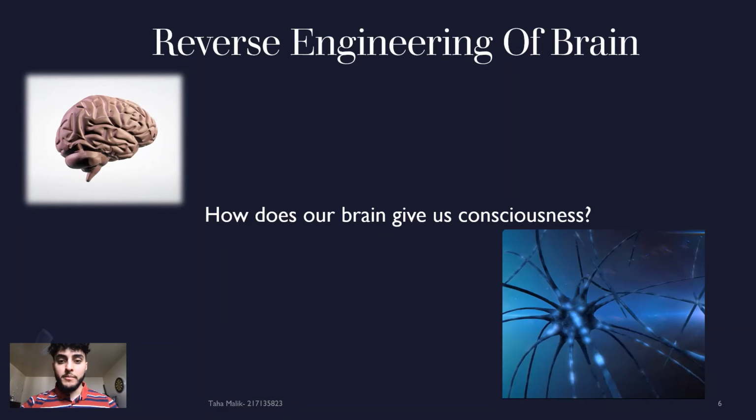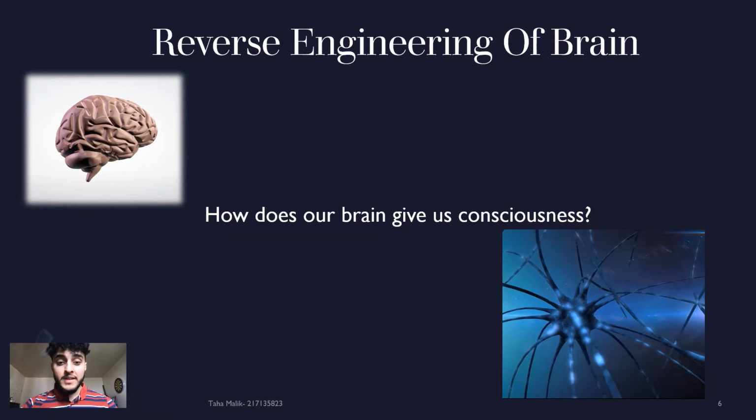How does our brain have the ability to control the movements of our body parts? The voice inside your head, your consciousness, the way we can all show emotions. How does our brain have the ability to do all this? This is all done through the reverse engineering of the brain.